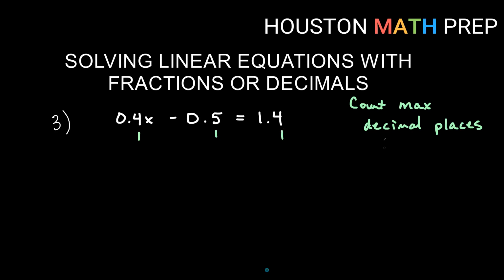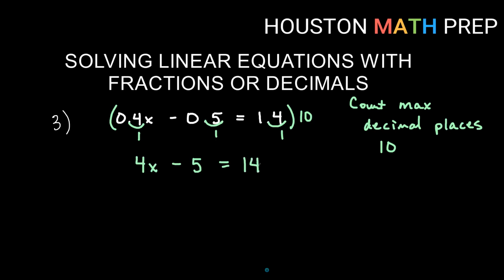So you count the max number of decimal places. What you will do is multiply by a 1 followed by that many zeros. So a 1 followed by 1 zero would be the number 10. Multiplying by 10 everywhere is going to move all these decimal places over 1, right? That's what happens when we multiply by 10. That's going to move all of these over 1 to the right. If that happens, you'll notice all the decimals go away. You're left with 4x minus 5 equals 14.